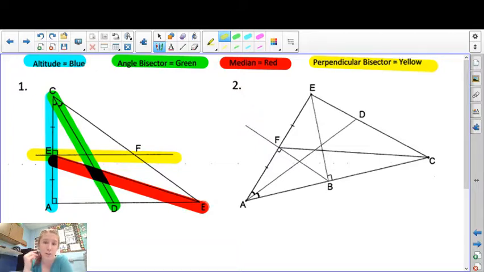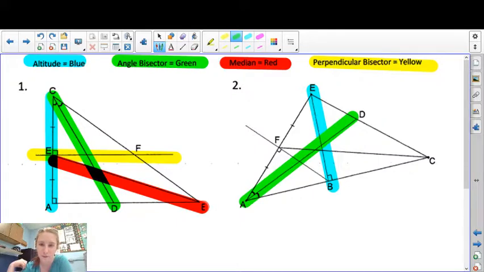Okay, number 2, altitude. I have 2 different right angles, but I need to go from a side to a vertex, and if I notice FB doesn't go to a vertex, so it's got to be EB. Angle cut in half, the only one cut in half is A, so that should be pretty easy to see.